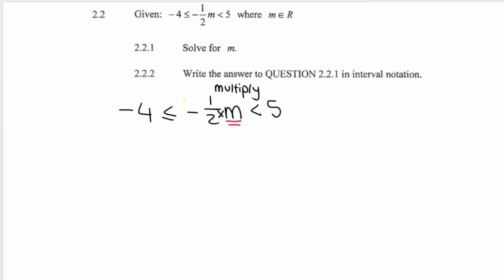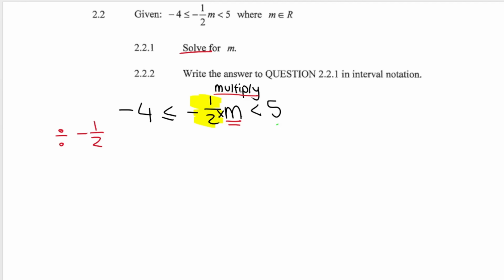When I want to get rid of negative a half, I need to do inverse operations because like I said, we're solving. And when we solve, we do inverse operations. So what's the opposite of multiplying? Yes, dividing. So we need to divide by negative a half. But because this is an inequality, we need to divide this side by negative a half, this side by negative a half, and this side by negative a half. We need to do it to all three places.